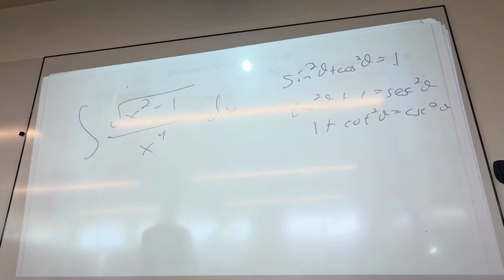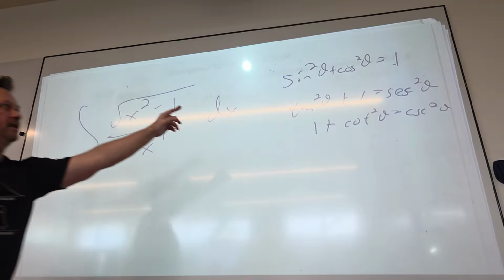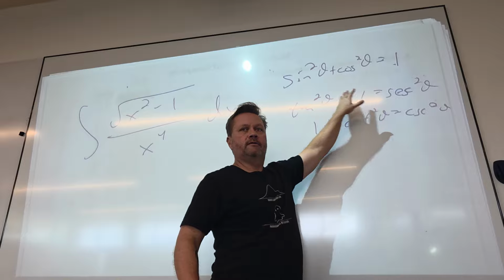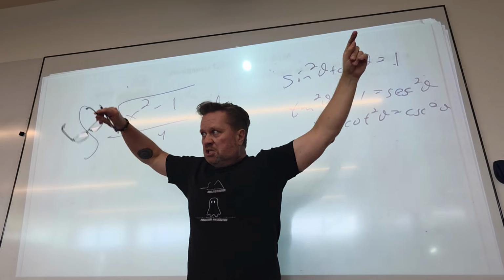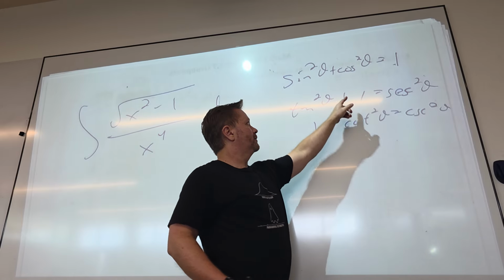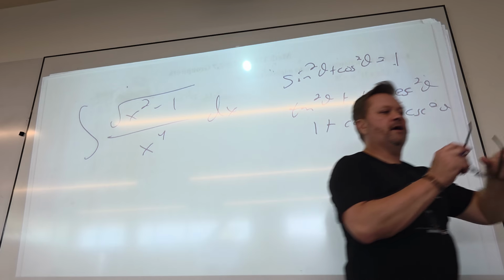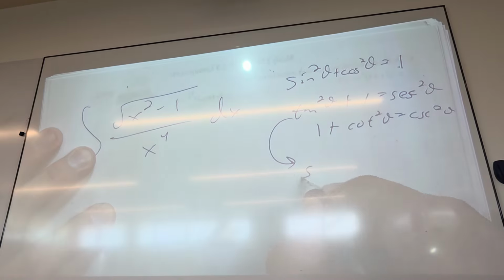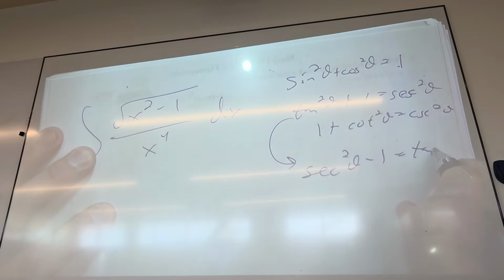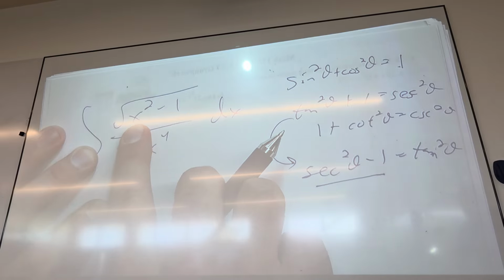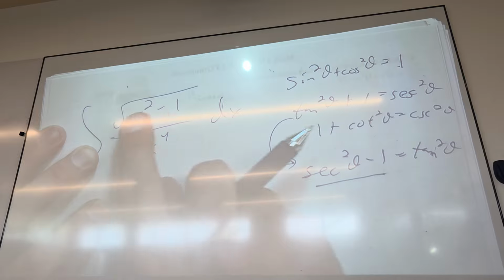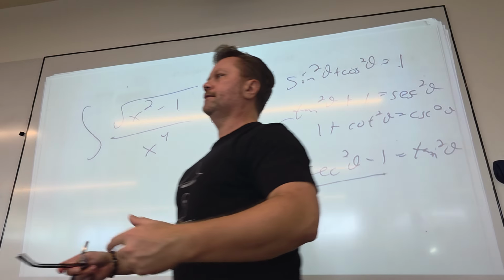So none of those help me because this says x squared minus 1. If it said x squared plus 1, then it's in this form, isn't it? Then of course I would use x equals tangent. But it says x squared minus 1. So why don't I just subtract 1? So I make this. What do I want to let x equal so it mirrors this? Secant. I need you to see this.